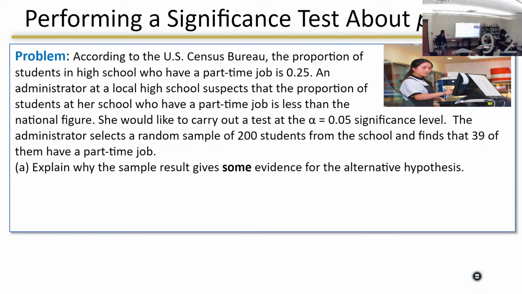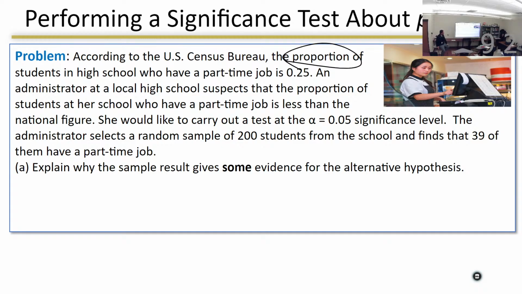According to the U.S. Census Bureau, the proportion of students at high school who have a part-time job is 0.25. You will know without a doubt if it's proportions or means. The problem's going to tell you, you won't have to guess. So we think 1/4 of the students have a part-time job.